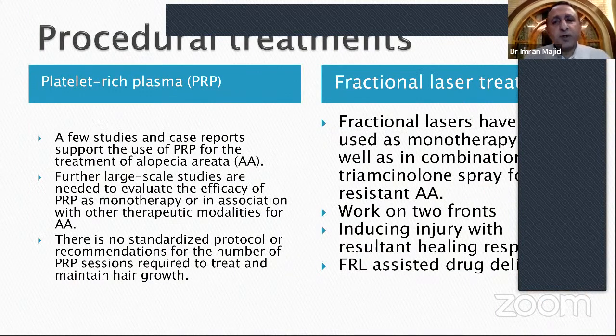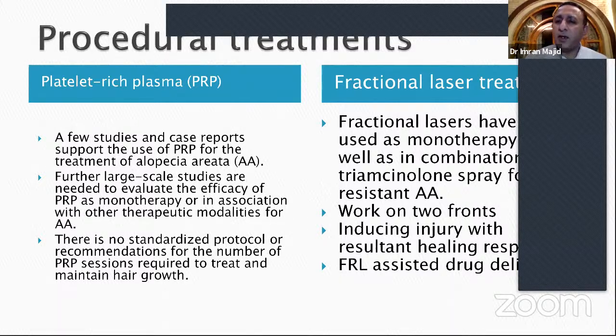Then you have procedural treatments for alopecia areata, which include the platelet-rich plasma or PRP. There are few studies and case reports that favor the use of PRP for treatment of alopecia areata. And the evidence as of now is that we need large-scale studies to evaluate the efficacy and to devise a protocol for PRP in alopecia areata.